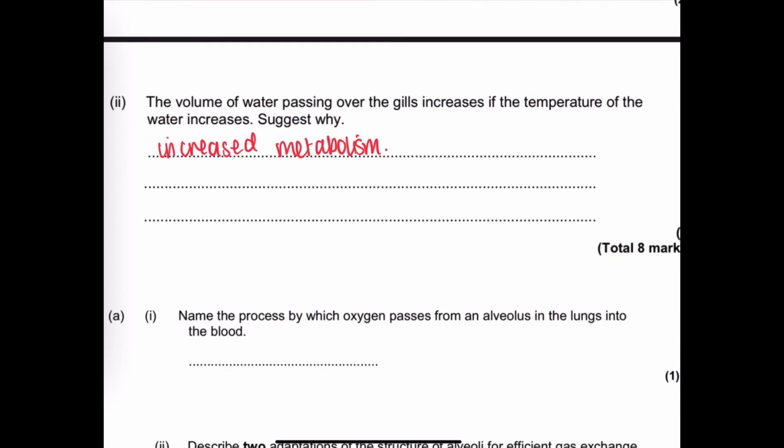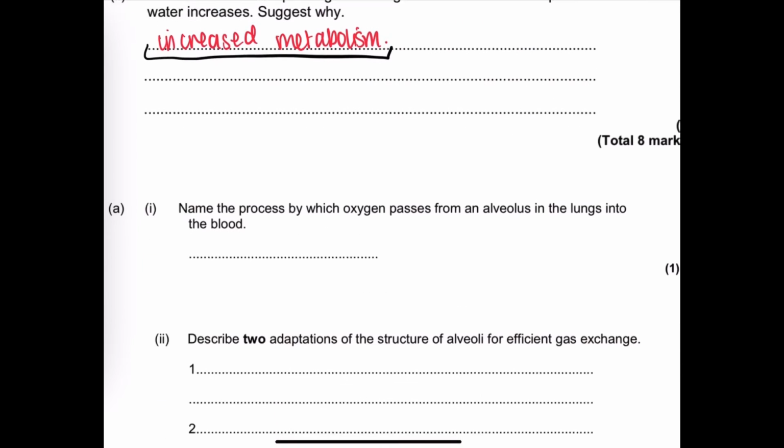The volume of water passing over the gill increases if the temperature of the water increases. Suggest why. This is mainly due to increased metabolism. When the temperature increases, there's increased metabolism, increased respiration, also increased enzyme activity. This is generally because of increased kinetic energy within the water.